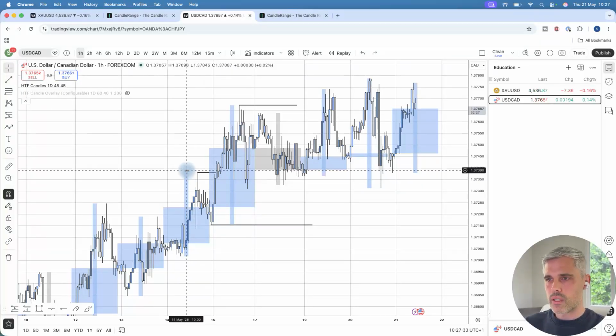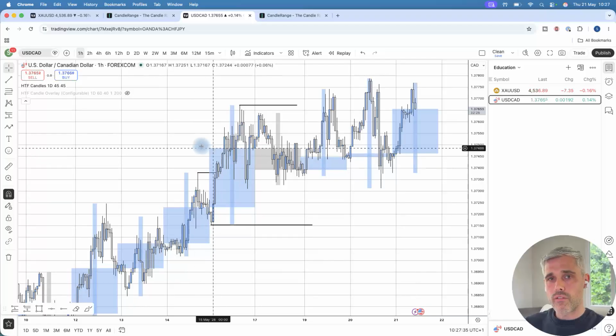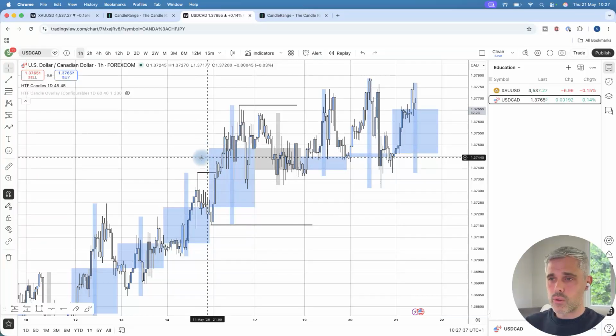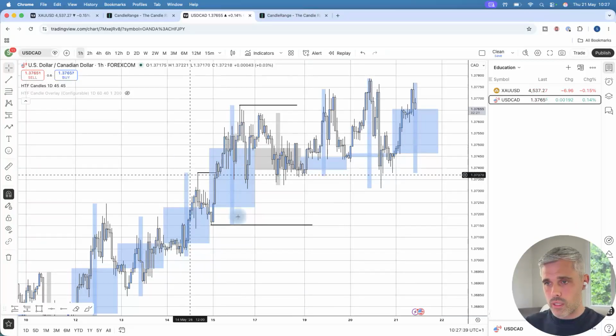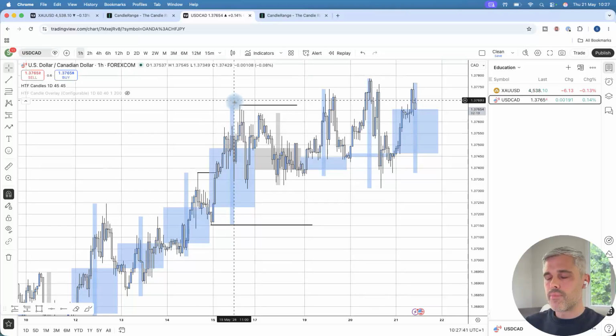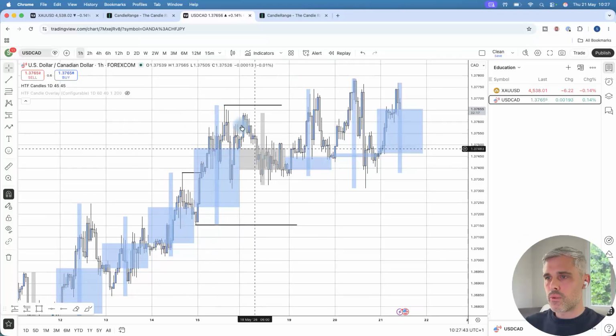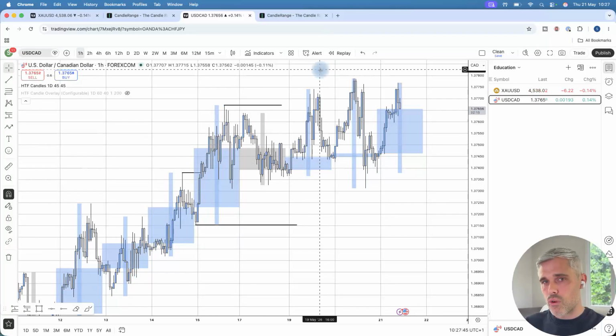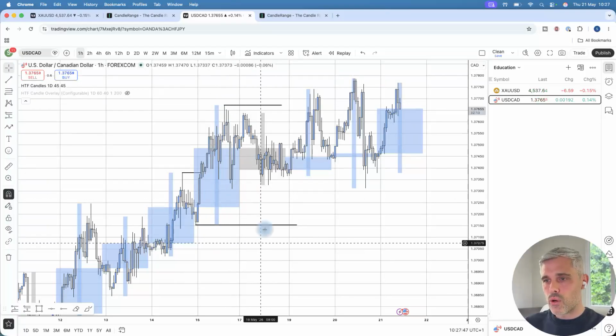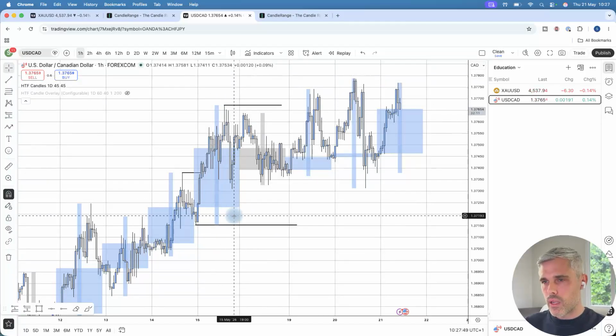Here's the high of the previous candle, and it ran the high of the previous candle. It didn't sweep this liquidity and look to reverse. It ran it. So what are we now expecting? We're expecting price to find support and run this high before we invalidate the candle.